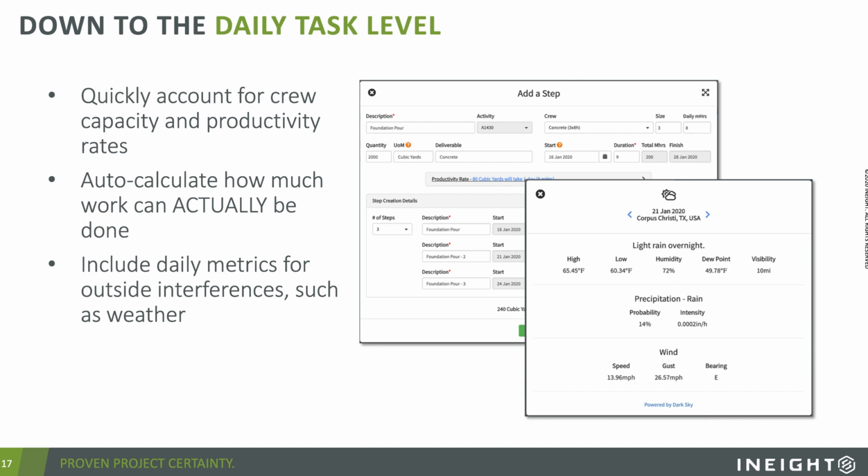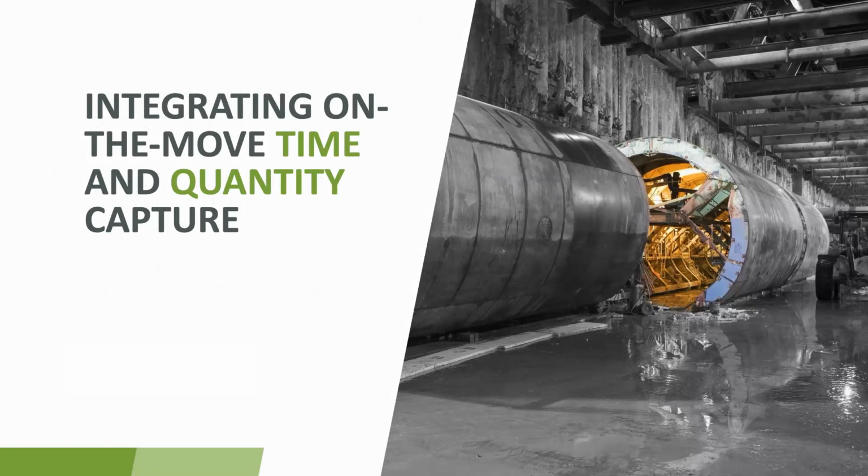And it also allows for outside interferences such as weather. Here's the forecast for the next 10 days, 15 days, depending on the weather app you're using, right? And what does that mean? How does that affect your capacity on each one of those items? So when we break that down to the daily task level, and we've got that plan in place, now it's time, let's go execute it.